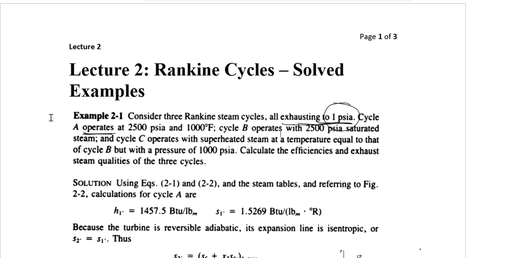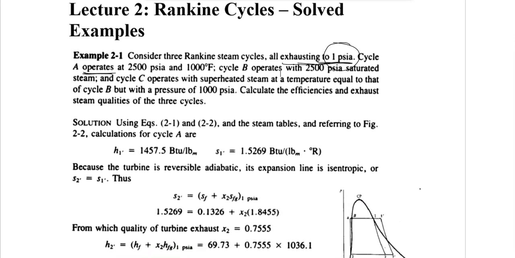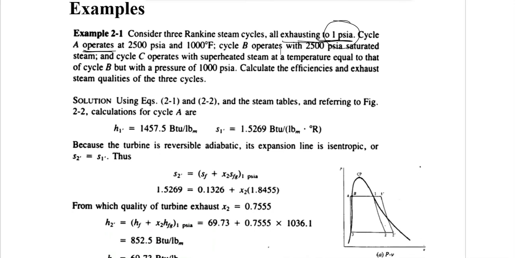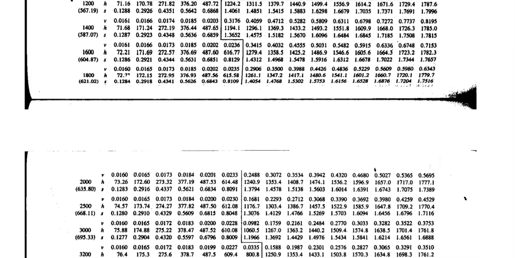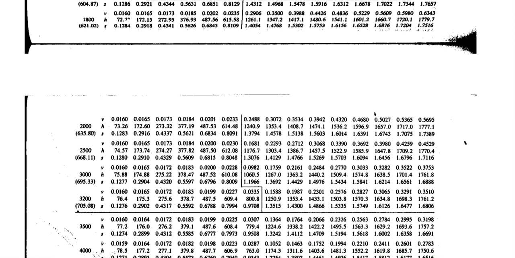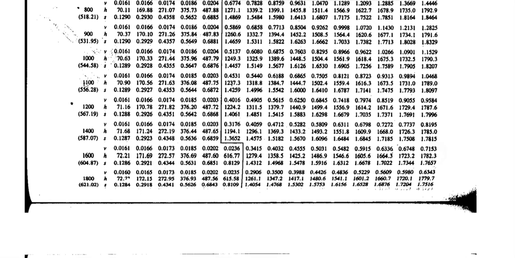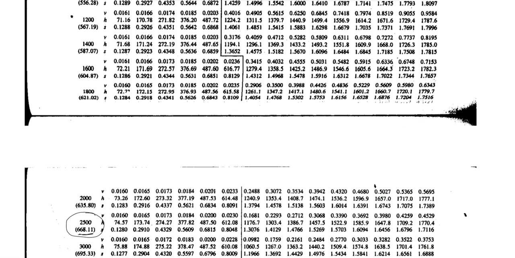So that means the steam at 2500 psi and 1000 degrees Fahrenheit is superheated. So now we have to go to the superheated steam table and find the enthalpy and entropy of superheated steam. For a pressure of 2500 psi and a temperature of 1000 degrees Fahrenheit, let's check the values. At 2500 psi, you can see the saturation temperature is 668.11 degrees Fahrenheit, and let's check at the temperature of 1000 degrees Fahrenheit.